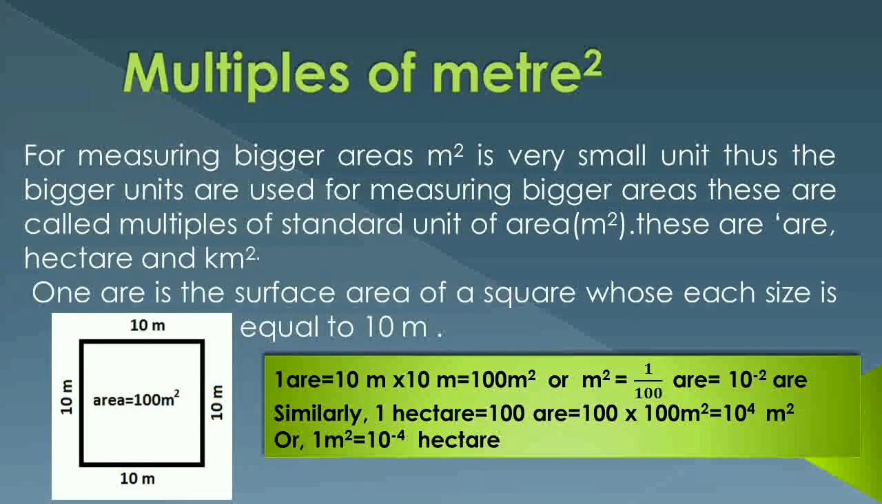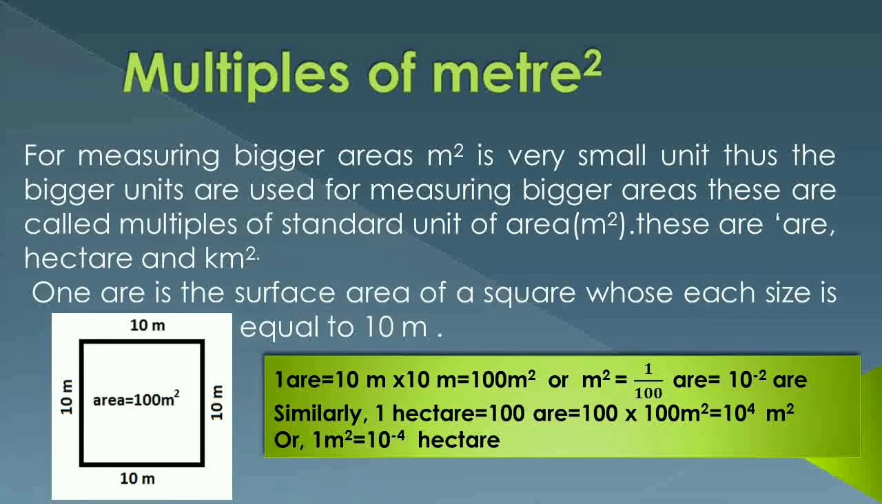After multiplying it, we get 100 meter square, that means 1 are is equal to 100 meter square, or 1 meter square is equal to 1 upon 100 are, or in the exponent form we can write it as 10 to the power minus 2 are. This is called the conversion. Here we converted are into meter square and meter square into are.